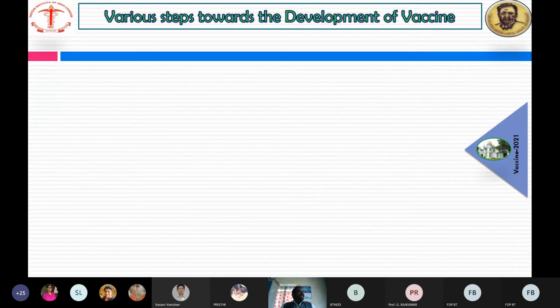Okay. So during development, what are the various steps towards the development of a vaccine? First are the development phases in the laboratory, either in colleges, universities or institutions, in different ways, to identify the component.